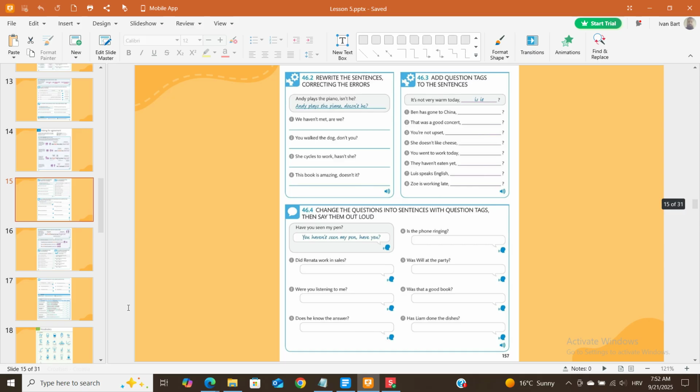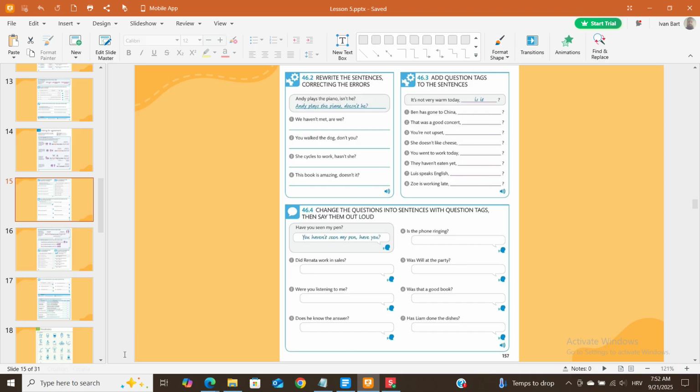46.2 Rewrite the sentences, correcting the errors. 46.3 Add question tags to the sentences. Andy plays the piano, isn't he? Andy plays the piano, doesn't he?